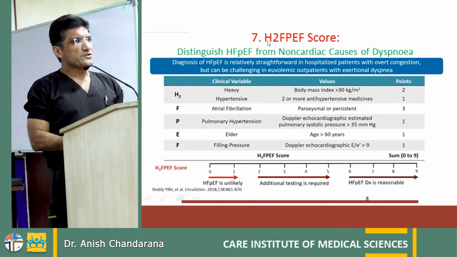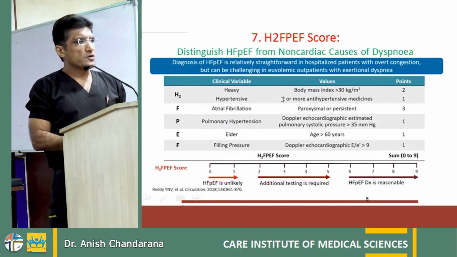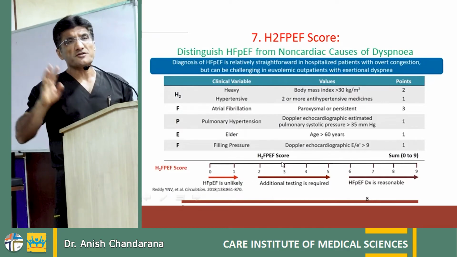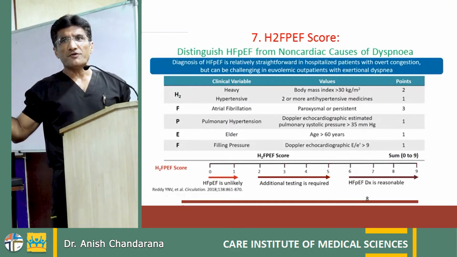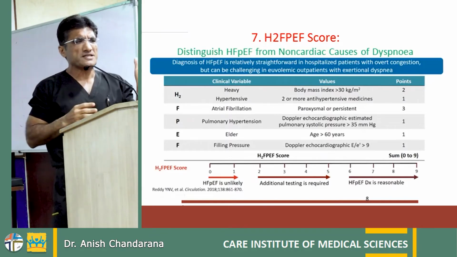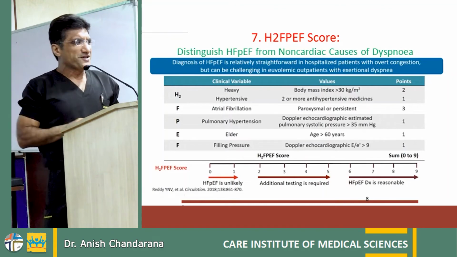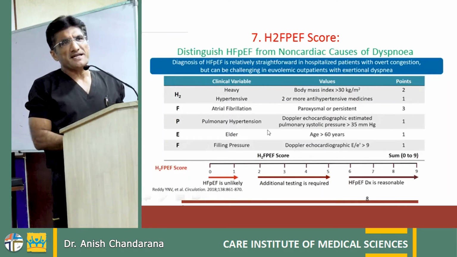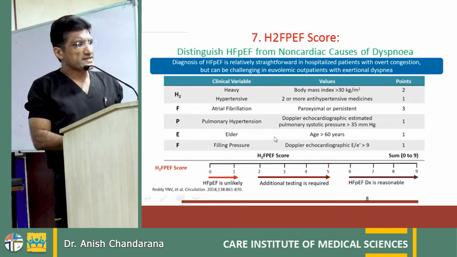The scoring system is easy to remember. It is again HFpEF. So H, there are 2 points on H. One is those who are obese, they get 2 marks, more than 30 BMI. And those who are hypertensive with 2 or more medications, so significant hypertension, they get 1 mark. F is atrial fibrillation. So when you have got atrial fibrillation, either persistent or paroxysmal, you get 3 points. So what does it mean when you get a patient of non-valvular atrial fibrillation? Non-valvular atrial fibrillation, think of HFpEF, because it gives you 3 marks immediately. So atrial fibrillation. Then pulmonary hypertension, as we discussed on echocardiography, elderly is more than 60 years.